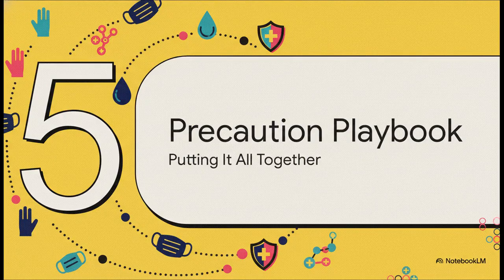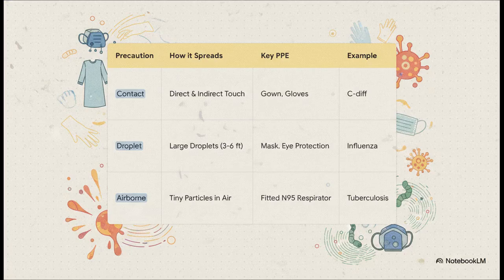Okay, we've covered the foundation, standard precautions, and the 3 main layers we add on top. Now, let's put it all side by side in our precaution playbook to summarize it and really compare the differences. See, this playbook makes the logic so clear. I want you to notice the direct connection between how a pathogen spreads and the PPE you need to wear.